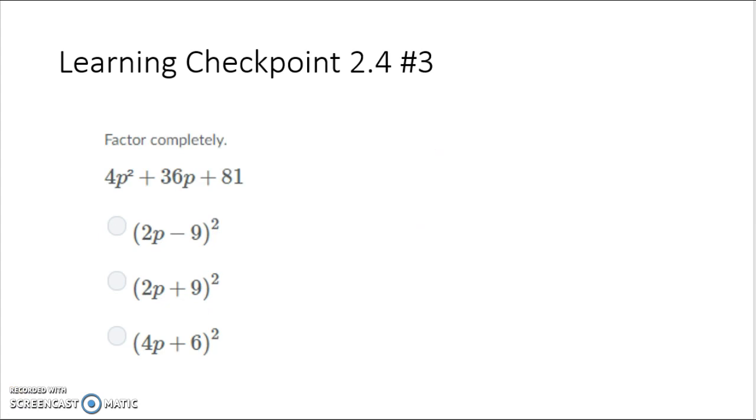Number 3 asks you to factor completely. Now on this one, we did not learn a shortcut on how to factor this type of problem. So you're going to need to be a smart test taker on this problem and actually check the answer choices themselves. So if I go through here, I'm going to expand my choices to kind of see what's going on. So 2p minus 9 squared means 2p minus 9 times itself.